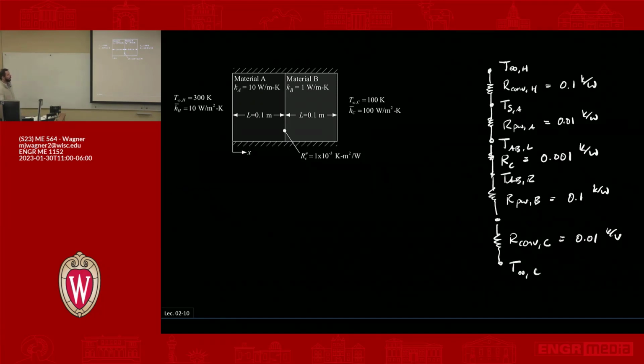So if I ask you to draw a resistance network, this is what I'm asking you to do. We also want to label where the heat flow is going. So Q dot is going in this direction.